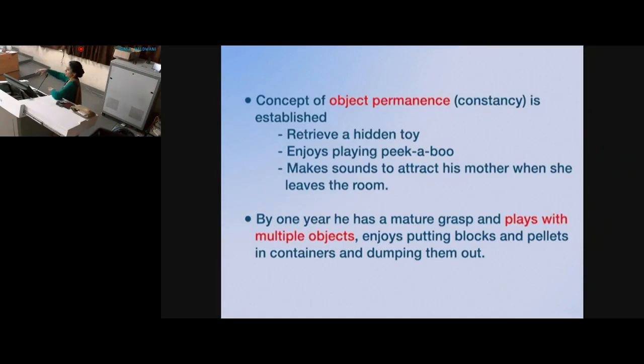You give them a katori or a chammach and a pellet and other things and they start putting the pellets inside the spoon, katori. So they start playing with multiple objects. So here you can see they are interacting and they are playing, right? This is proper pincer grasp. So here the child is having proper social interactions. This is stranger anxiety.